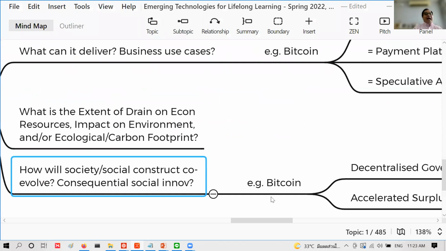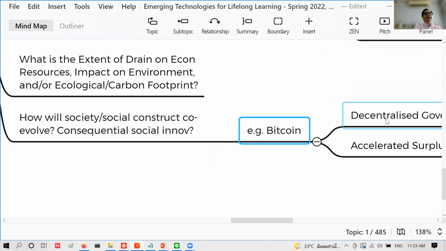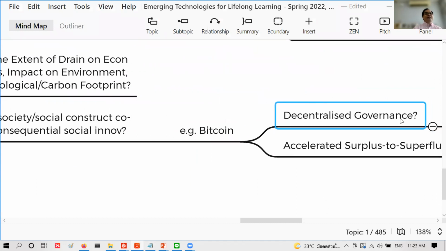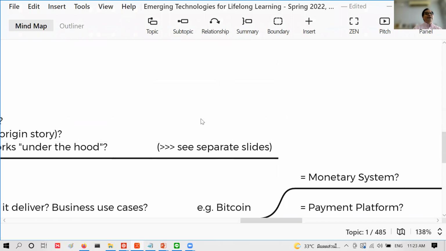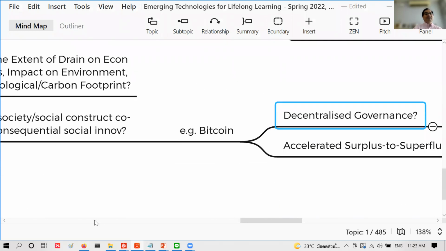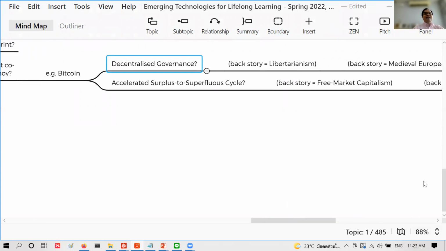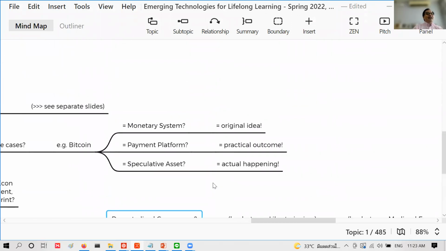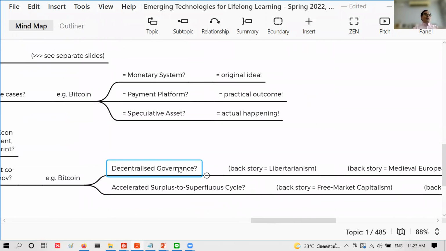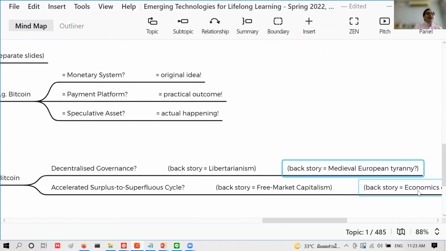So, Bitcoin, again, decentralized governance. Again, this is the original concept, right? Did it happen? And this is a sad story of, again, Satoshi Nakamoto comes from a history of what's called libertarianism, meaning that you don't want government to do things for you.